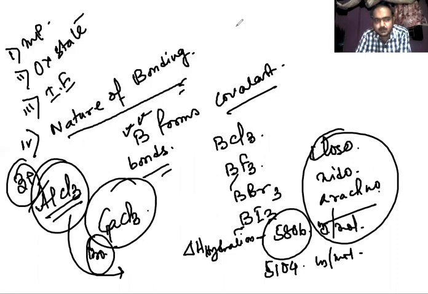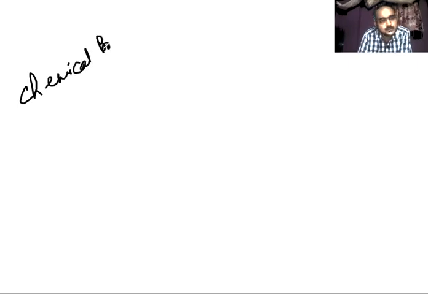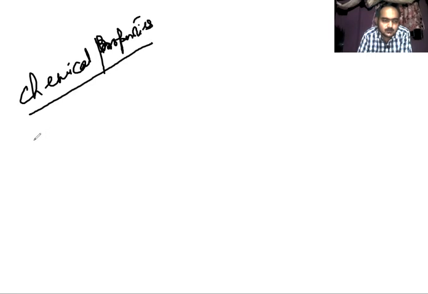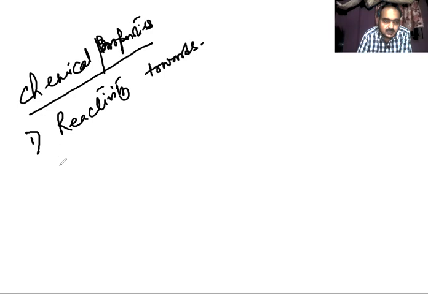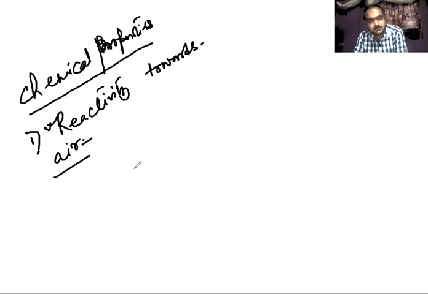Now we should see some chemical properties. Actually, this is the most important part. Chemical properties. While reading the chemical properties, we should always see the reactivity towards air. Now what happens? Reactivity towards air.